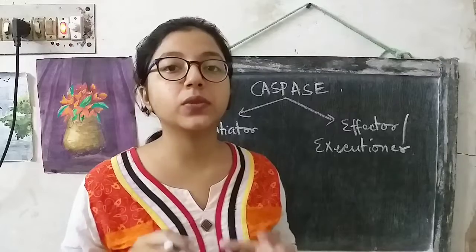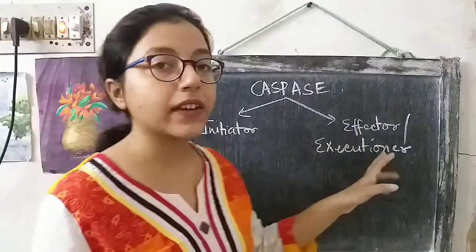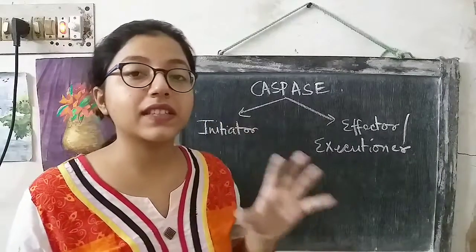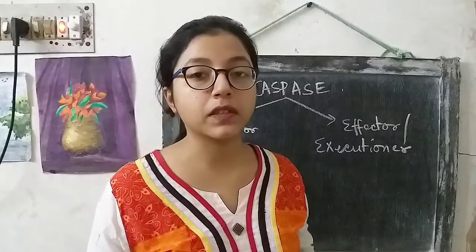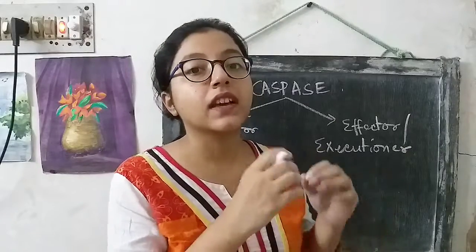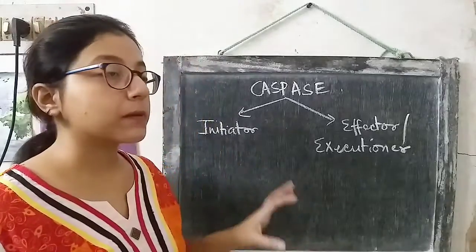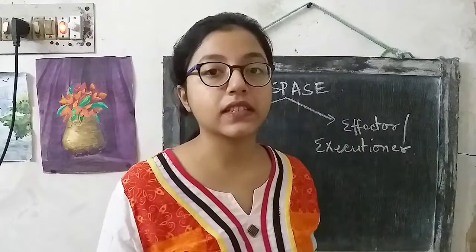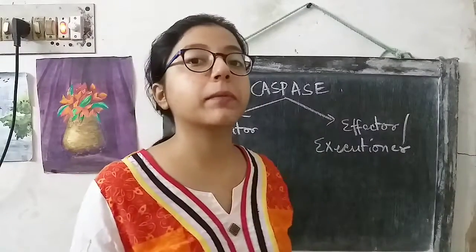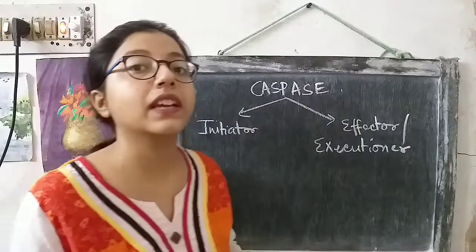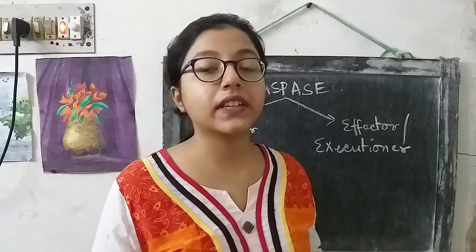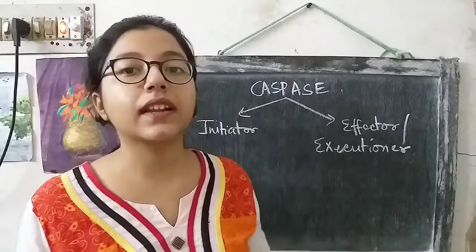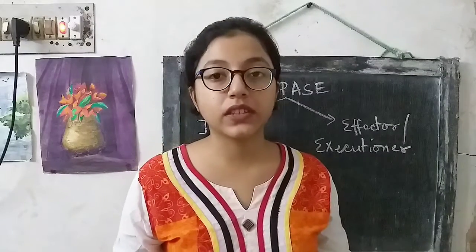Caspases are classified under two categories: initiator caspases and effector or executioner caspases. What are initiator caspases? The first caspase that is activated in the pathway is the initiator caspase, because activation of that caspase turns on the pathway. The effector caspases are those which are activated next. All the caspases that are activated by the initiator caspase itself or by other effector caspases are called effector caspases. Except for the first caspase that is activated, all the other caspases are effector or executioner caspases.